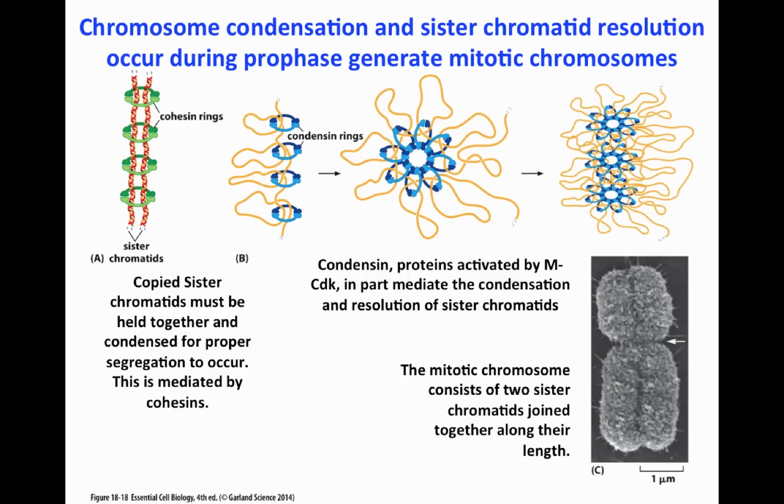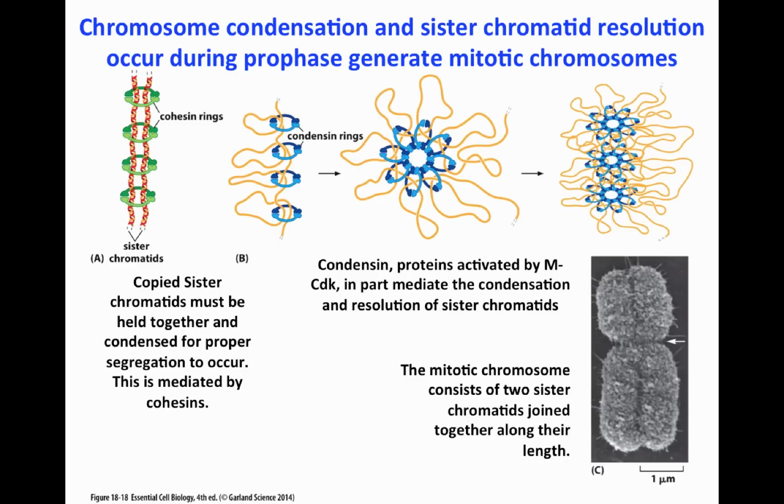One of the events that is going to happen during the S phase is the duplication of DNA. So the copied sister chromatids need to be held together in order for the cells to know which chromosome is which, and that is mediated by the action of proteins called cohesins. So cohesins will maintain the sister chromatids close to one another before condensation.